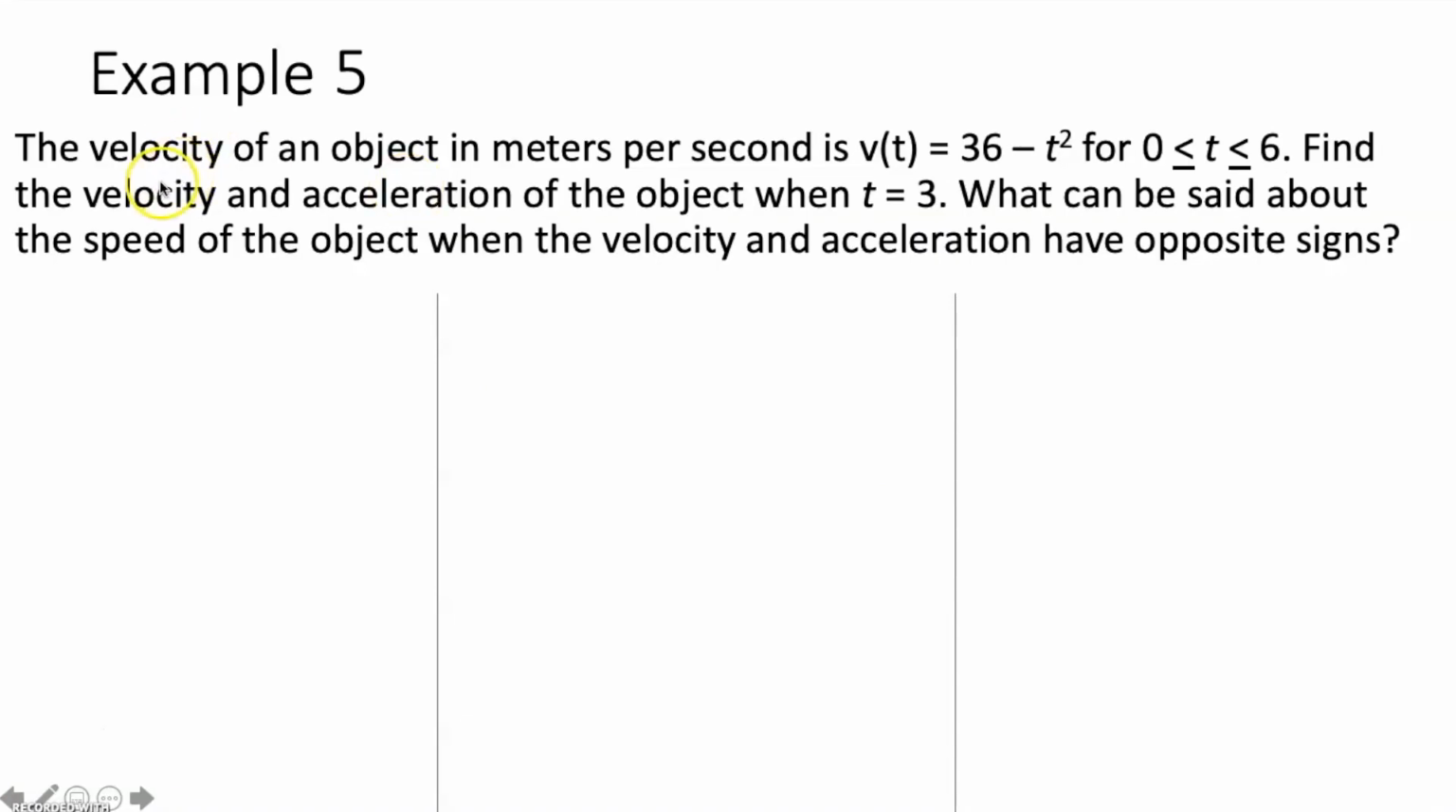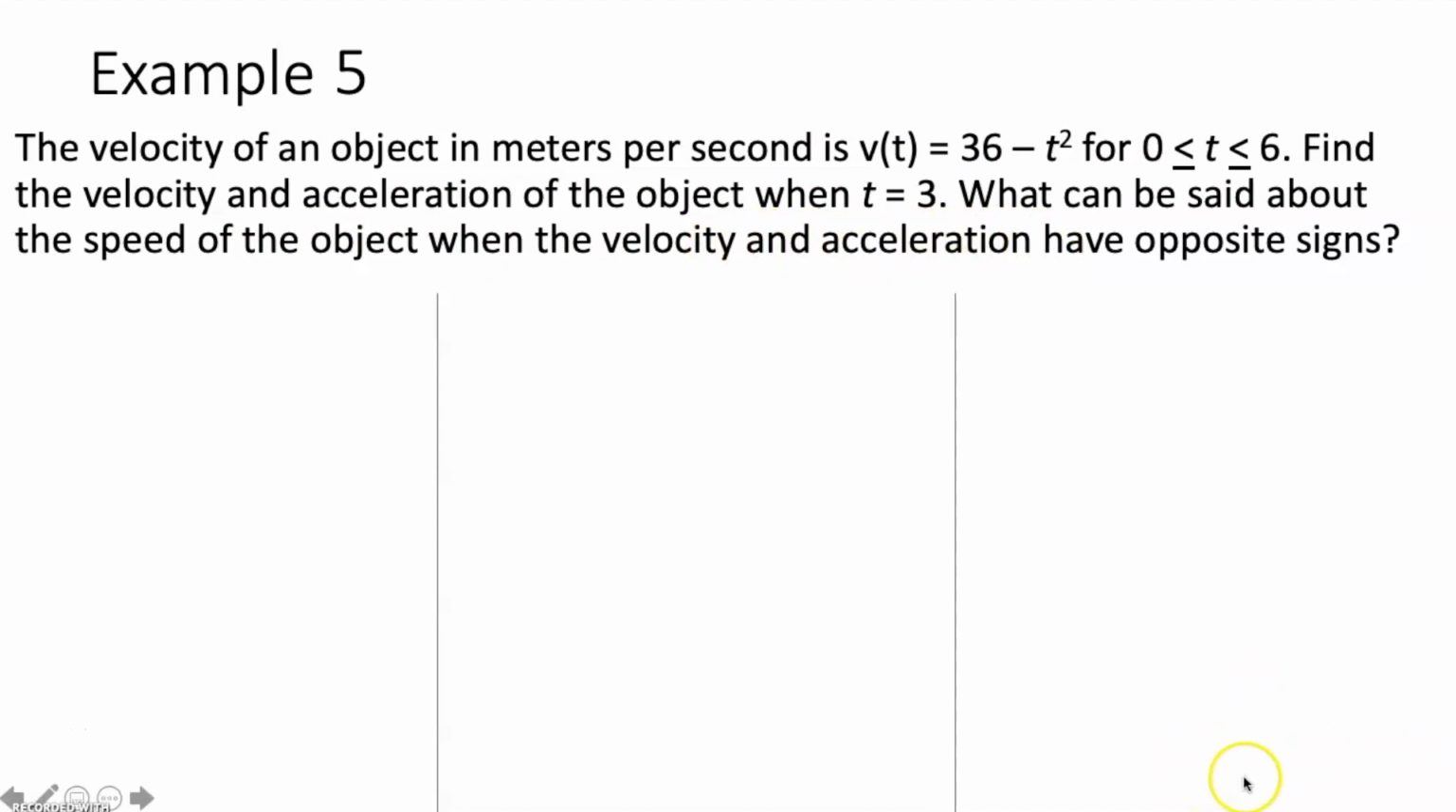Now, example 5 says the velocity of an object in meters per second is v of t equals 36 minus t squared, for 0 is less than or equal to t, which is less than or equal to 6. Find the velocity and acceleration of the object when t equals 3. What can be said about the speed of the object when the velocity and acceleration have opposite signs?